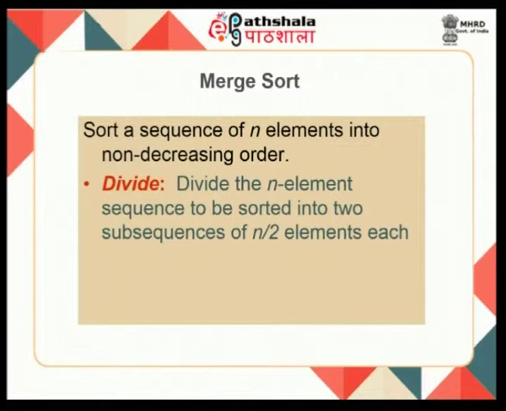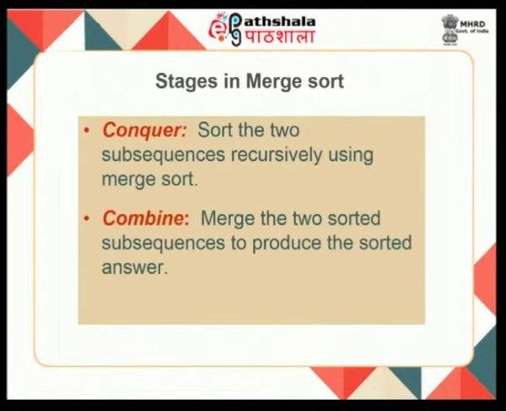That means we are breaking the problem into smaller problems. Then we solve the smaller problems. In other words, we sort the two subsequences recursively using merge sort, and once the subsequences are sorted, we combine everything to get the global sorted list. This is what we do as part of merge sort.